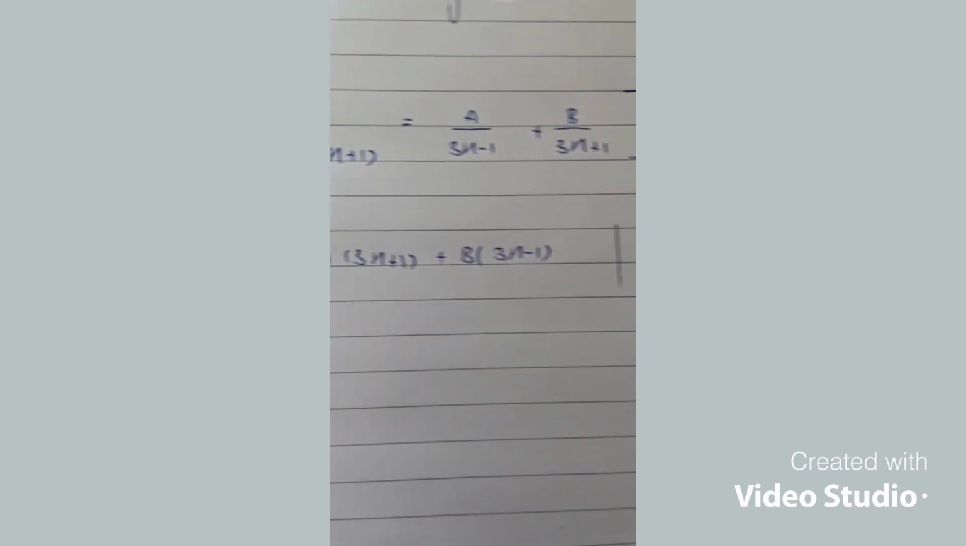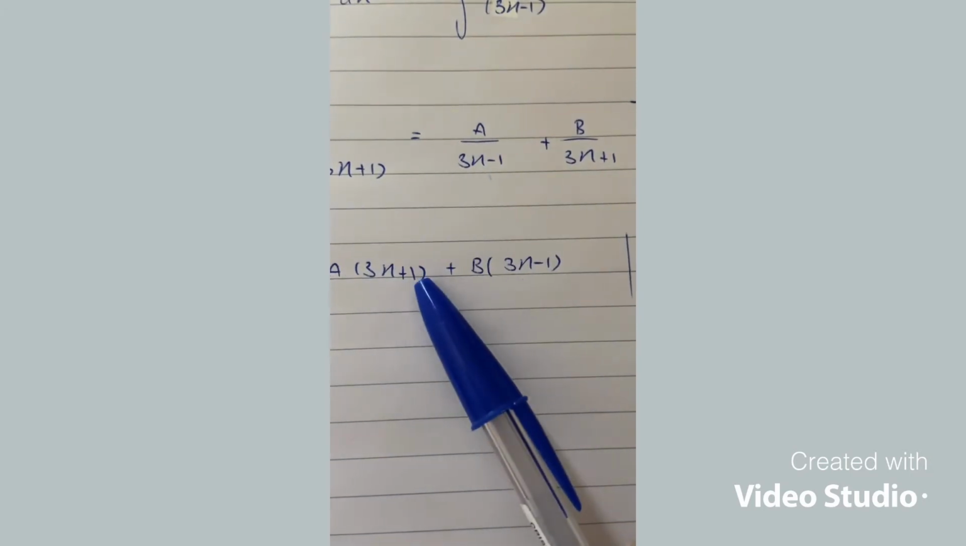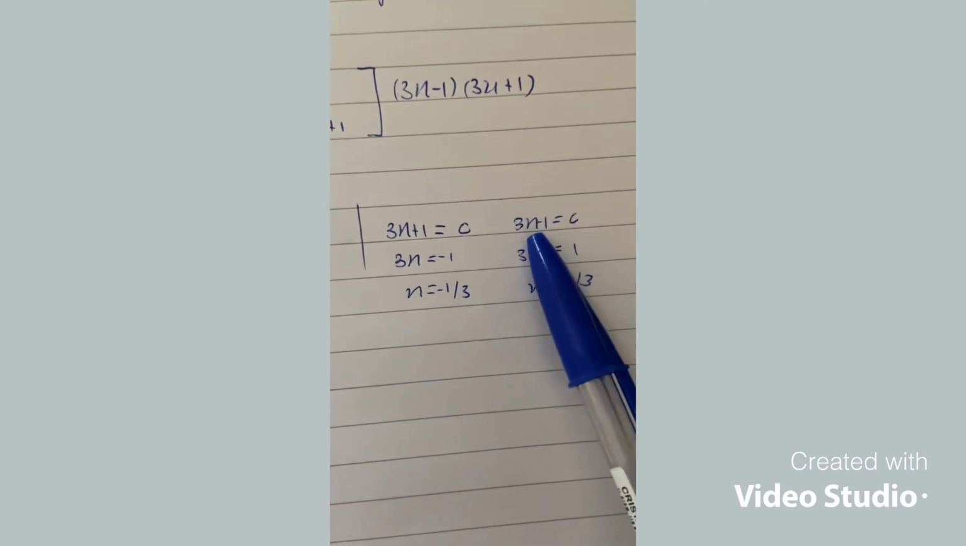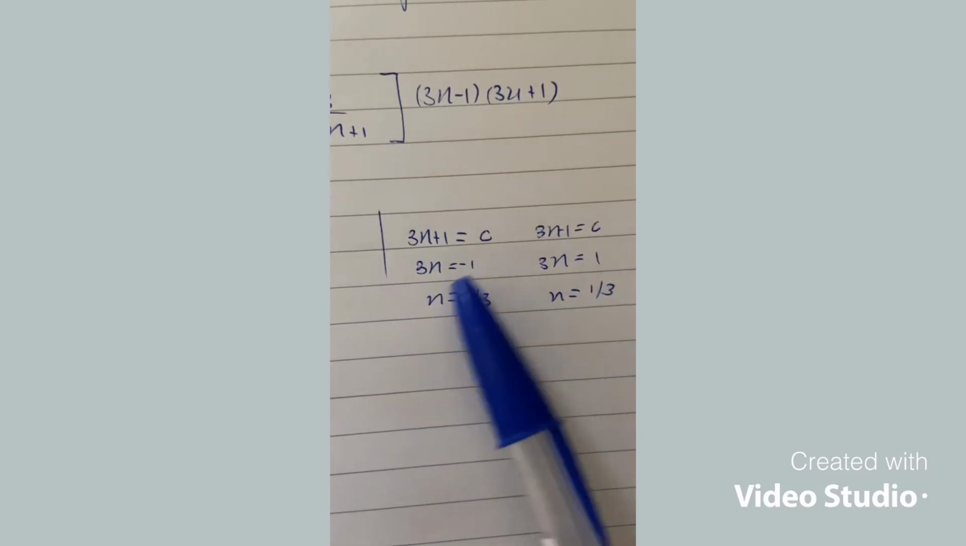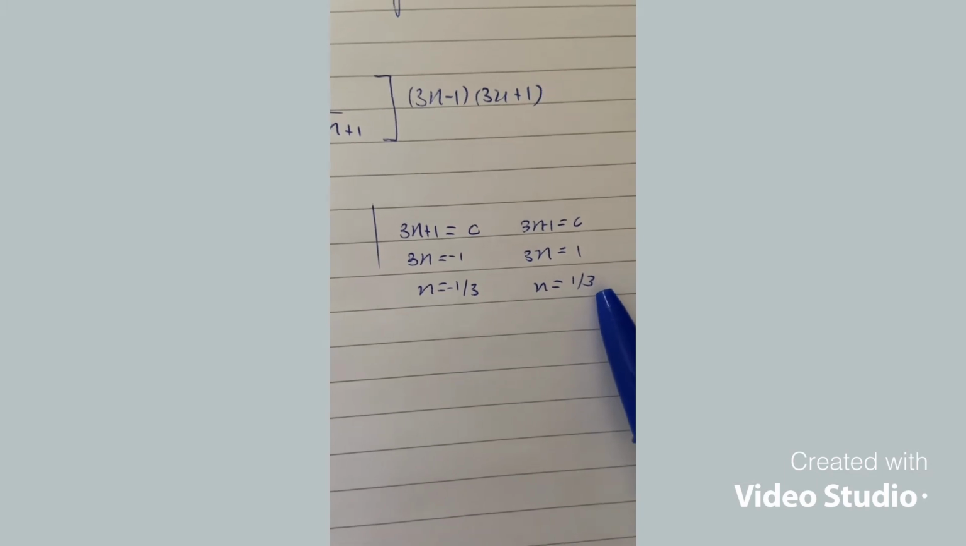So you need to find your x values. If you don't know how to find the x values, what you do is you set these two equal to 0. So 3x plus 1 equals 0 and 3x minus 1 equals 0. And then once you isolate x, you get x equals negative 1 over 3 and x equals 1 over 3.